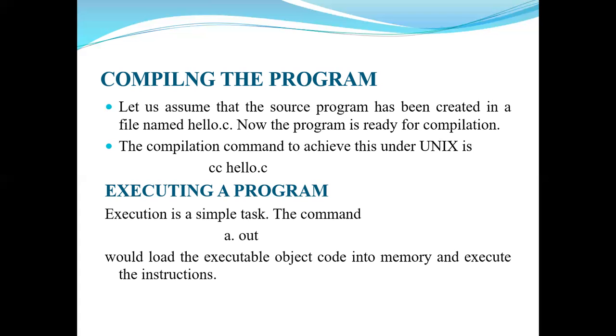If any mistakes in the syntax and semantics of the language are discovered, they are listed out and the compilation process ends right there. The errors should be corrected in the source program with the help of the editor, and the compilation is done again. The compiled and linked program is called the executable object code and is stored automatically in another file.